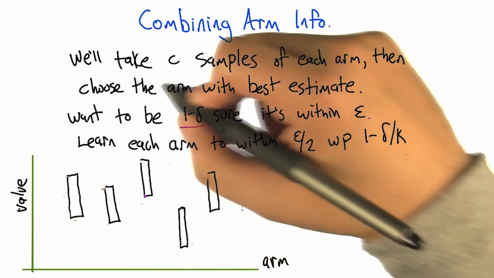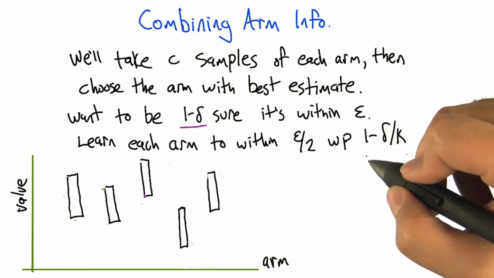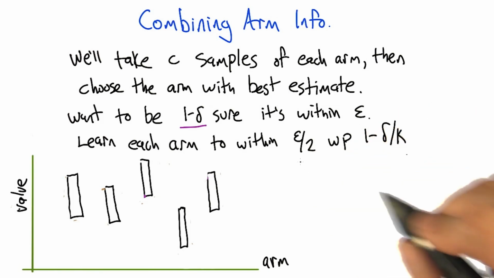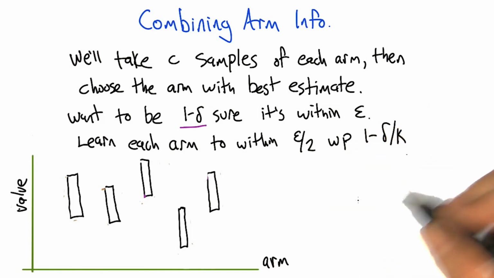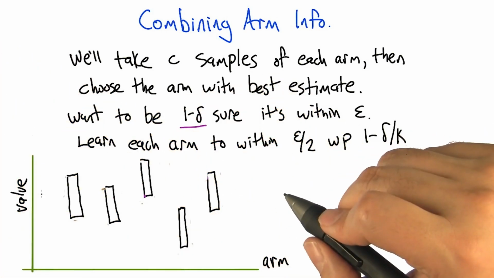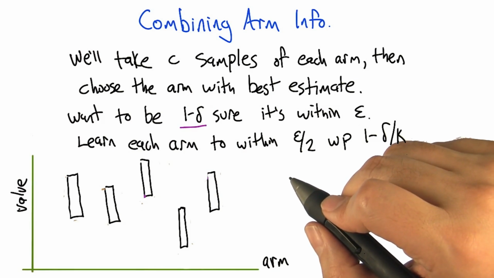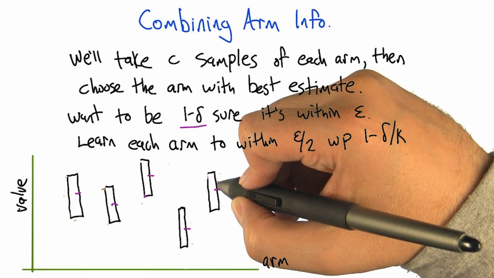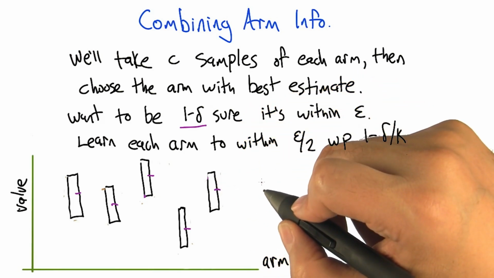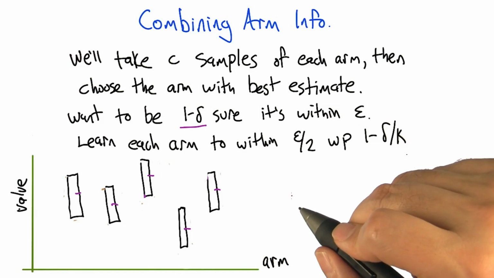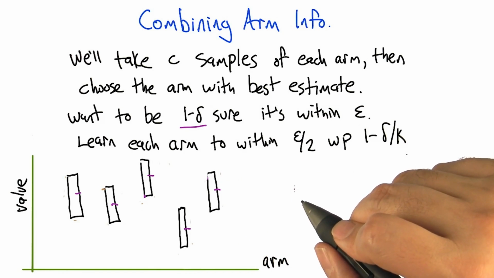So if we make sure that for each arm, we are 1 minus delta over k sure that its estimate is within epsilon over 2 of the actual value. Those are uncertainty bars or error bars, so your estimate is right in the middle of each of them. We're pretty sure it's epsilon over 2 close to the actual value. You could be epsilon over 2 too high or too low, which means the total height of those bars is 2 times epsilon over 2, or epsilon.